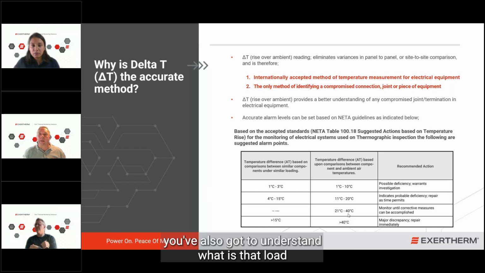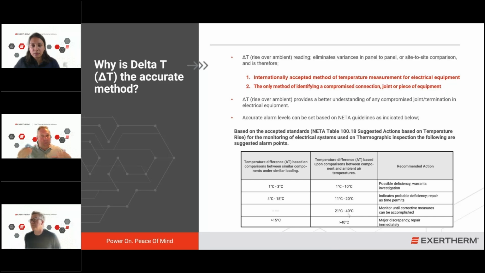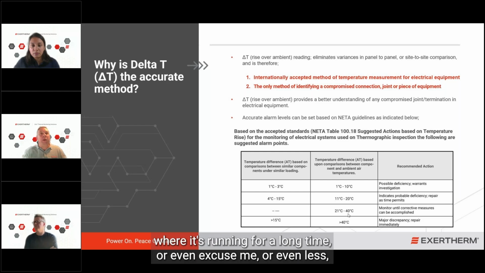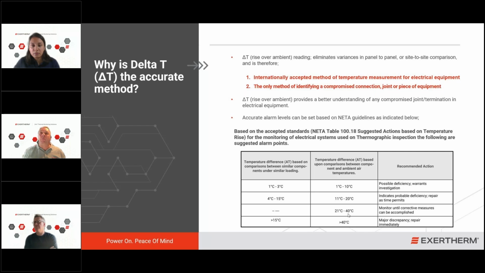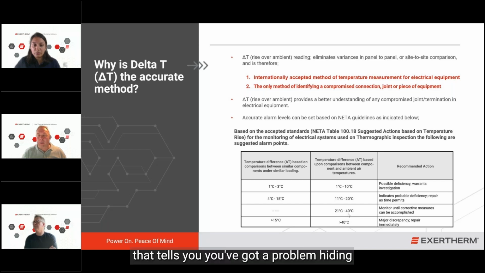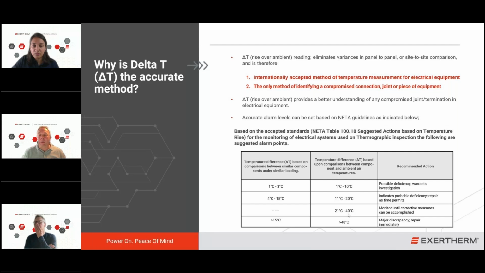But on the flip side, when we quickly went through load map, you've also got to understand what that load is, because it has a major play. If your load is very low, 30, 40%, or even less, and that's where it's running for a long time, that alarm level wants reducing for the warning, so it tells you you've got a problem hiding. Because it's an I-squared ratio, and I don't want to go into load map too much because we may do another webinar on that.